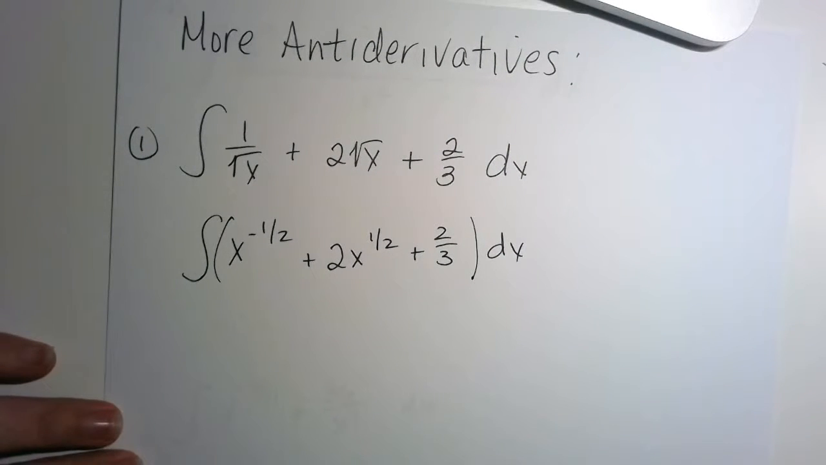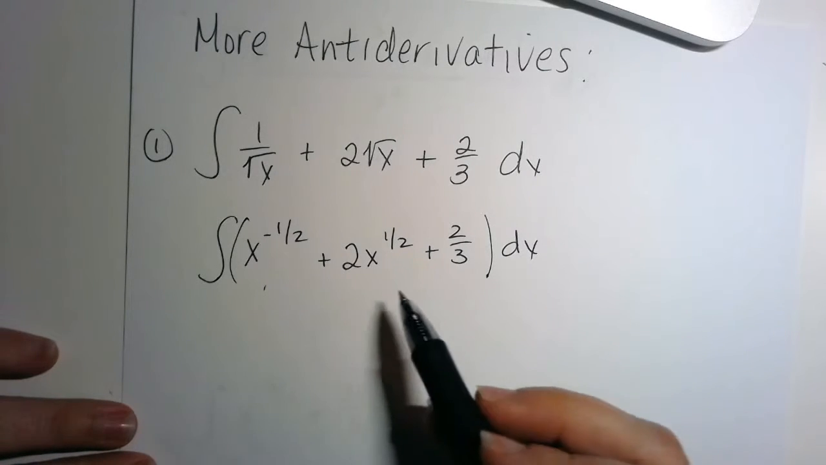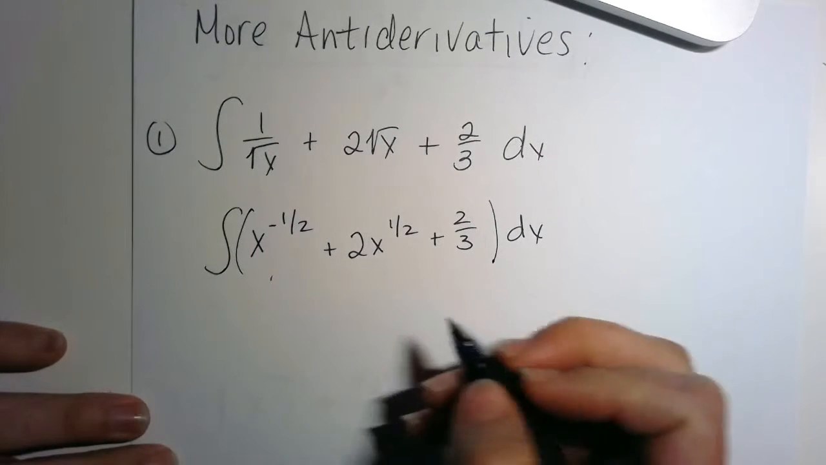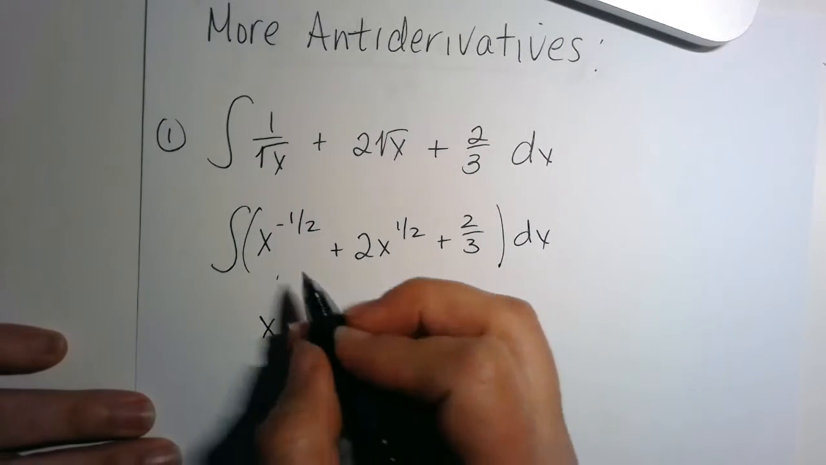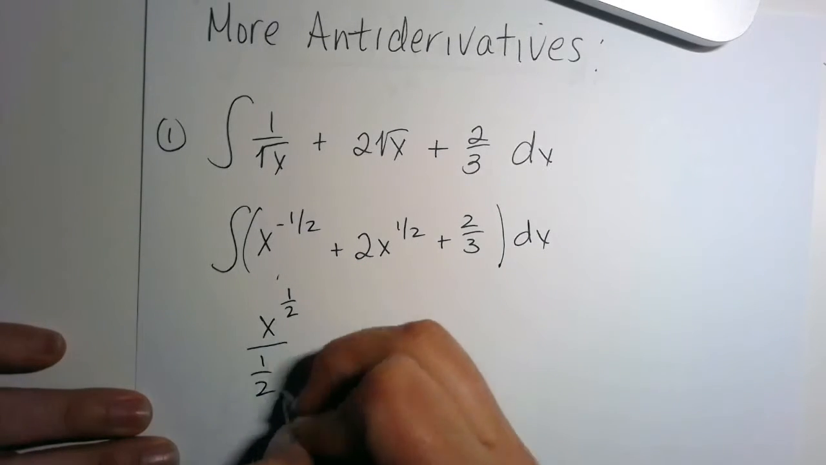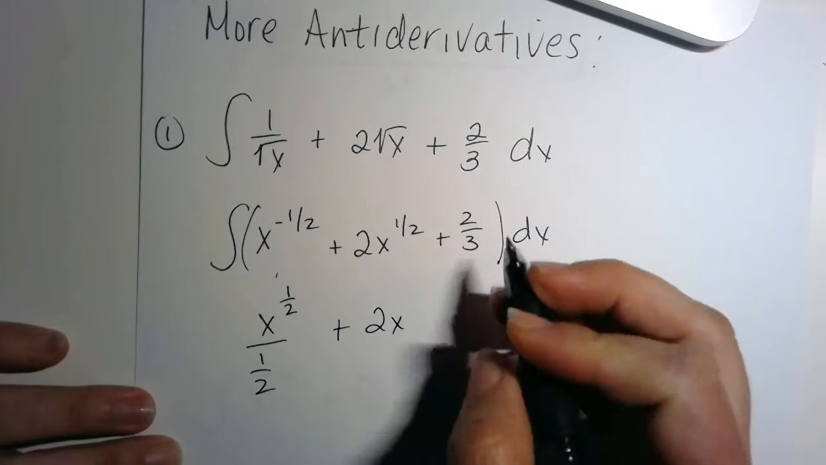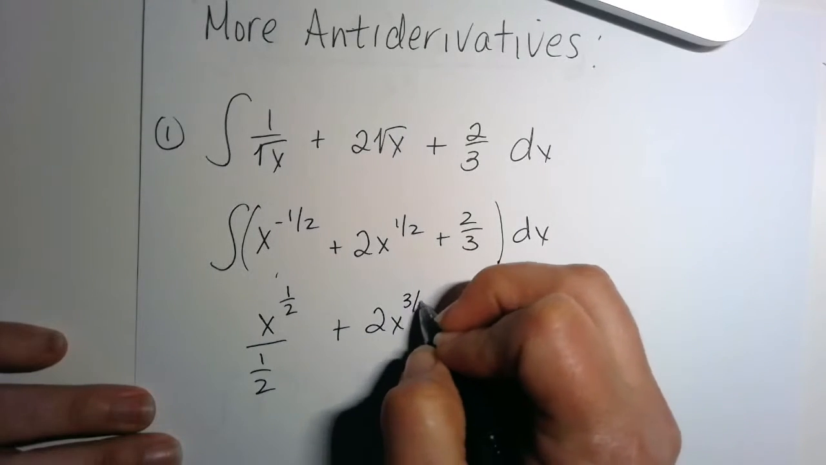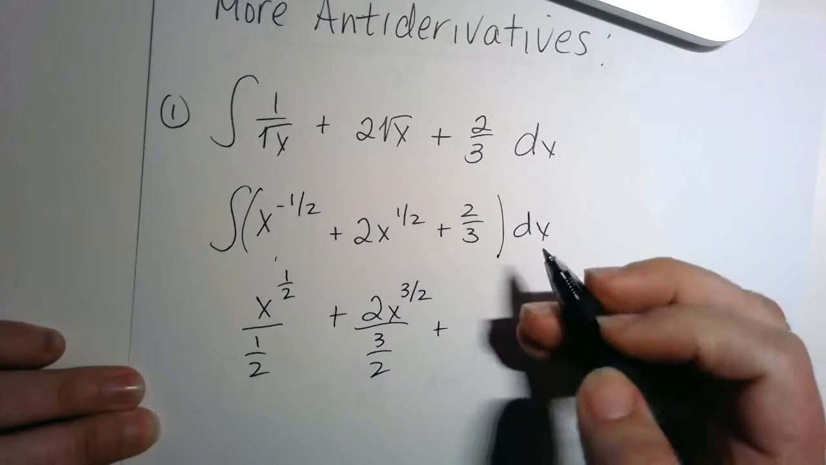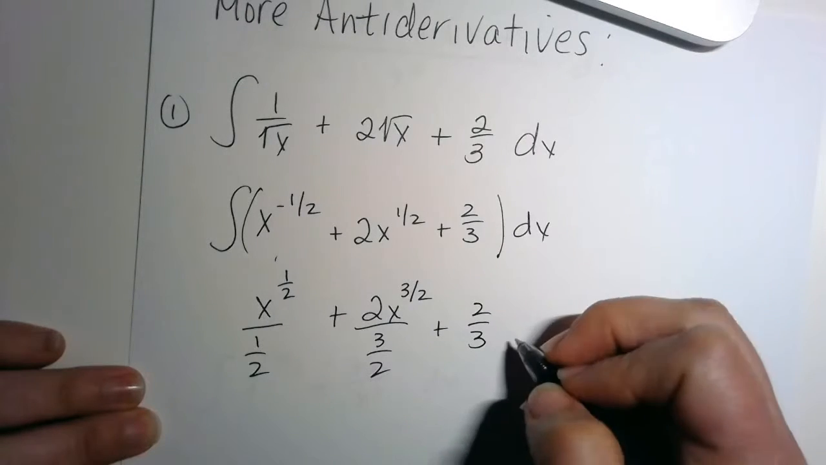All right, so now I'm ready to use my power rule multiple times, right? I'm allowed to do them separately because the rules say I'm allowed to. So that means I'm going to use my power rule here. So I have x to the negative 1/2 plus 1 is positive 1/2, and then I'm going to divide by 1/2. We're going to simplify that. Okay, and then plus 2x, 1/2 plus 1 gives me 3/2, and then I divide by 3/2. And then this is just the 2/3, so it's a constant, so it gets an x, or whatever variable this is, right? And then a plus c on the end.